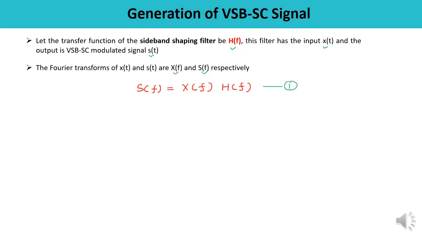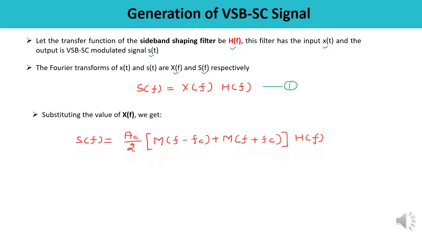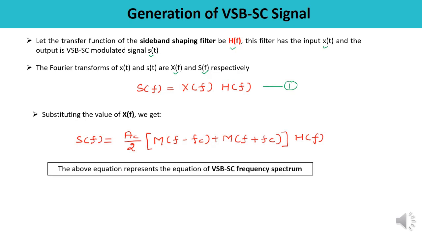Now we have to substitute the value of X(f), which we have written previously by taking the Fourier transform. Substituting this value in equation number 1, you get this particular equation, which is multiplied with H(f). If you observe, this equation represents the vestigial sideband suppressed carrier frequency spectrum.